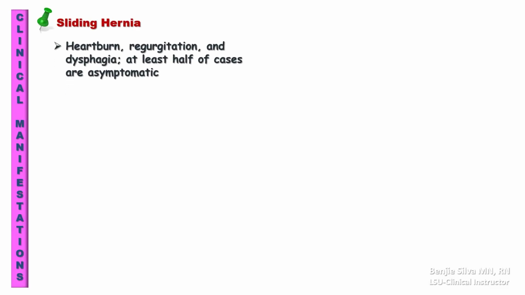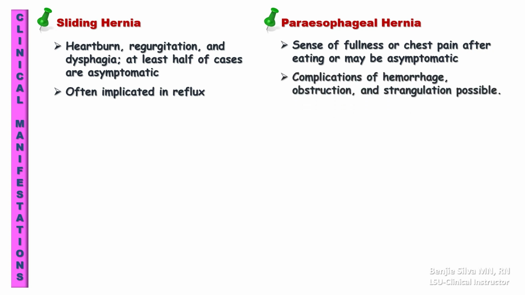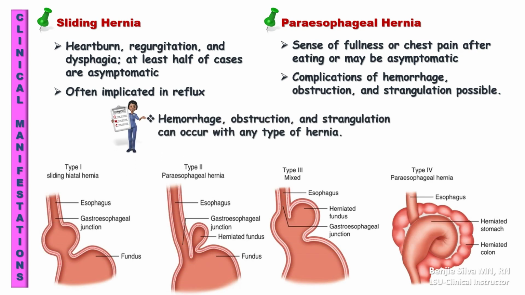Clinical manifestations of sliding hernia: heartburn, regurgitation, and dysphagia. At least half of cases are asymptomatic. Often implicated in reflux. Paraesophageal hernia: 1. Sense of fullness or chest pain after eating, or may be asymptomatic. 2. Complications of hemorrhage, obstruction, strangulation possible. 3. Hemorrhage, obstruction, and strangulation can occur with any type of hernia. Types of hernias: Type 1, sliding hiatal hernia. Type 2, paraesophageal hernia. Type 3, mixed. Type 4, paraesophageal hernia.